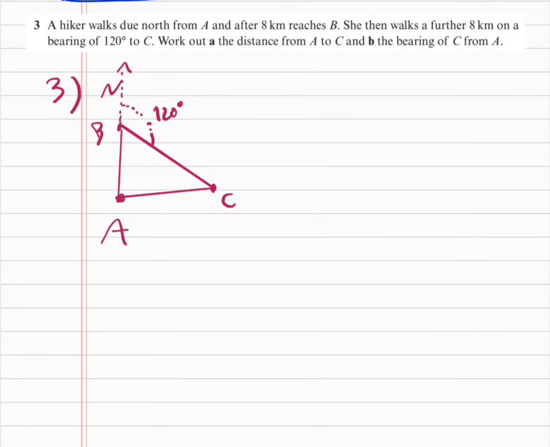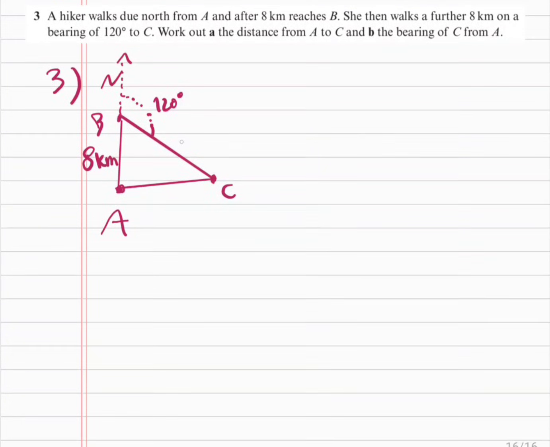So in part A, also remember that the distance from A to B is simply 8 kilometers, and same thing with the distance of B to C, which is also 8 kilometers. Now, in part A, we want to work out the distance from A to C. So to find AC, we first need to find this angle here.